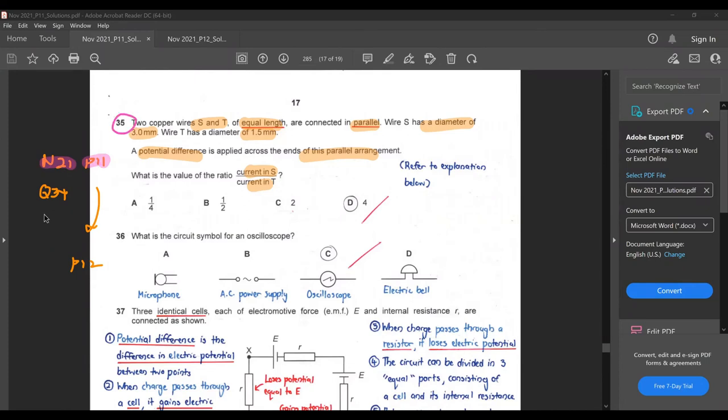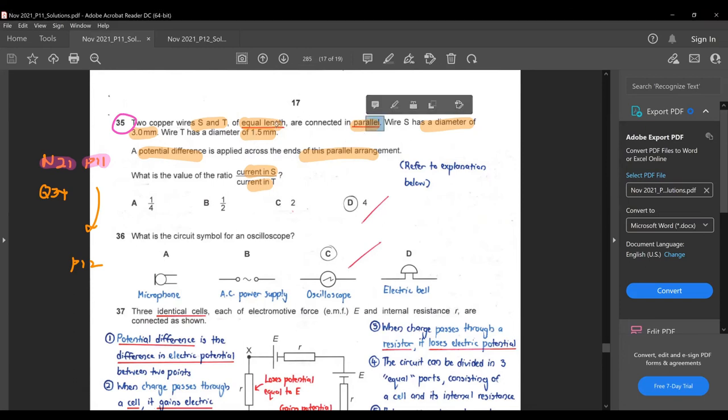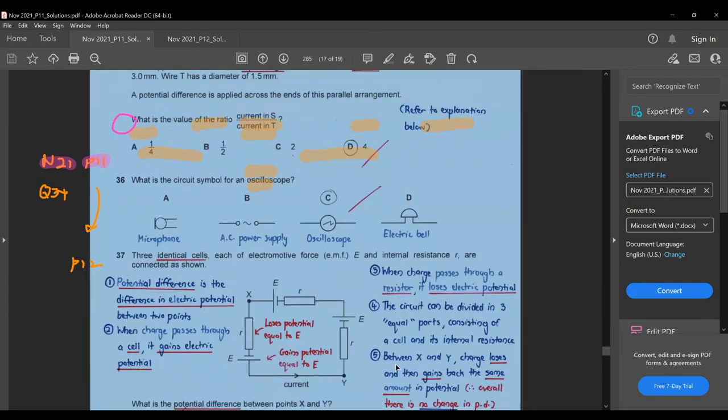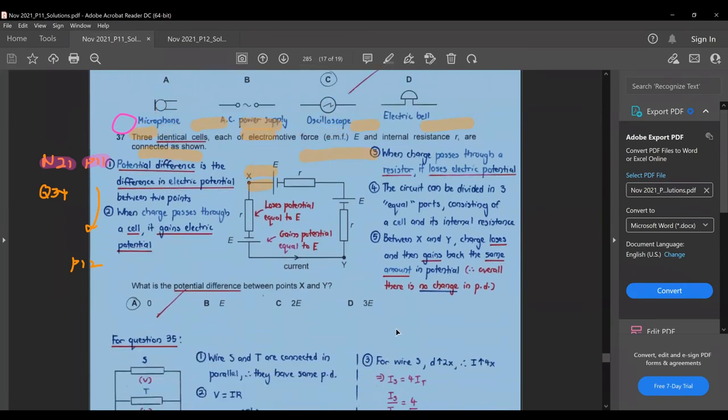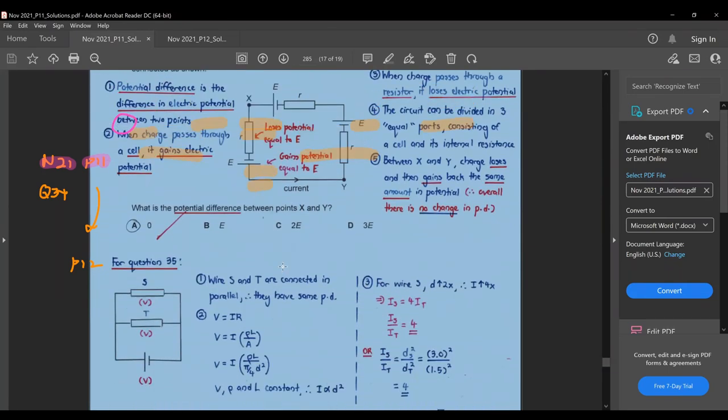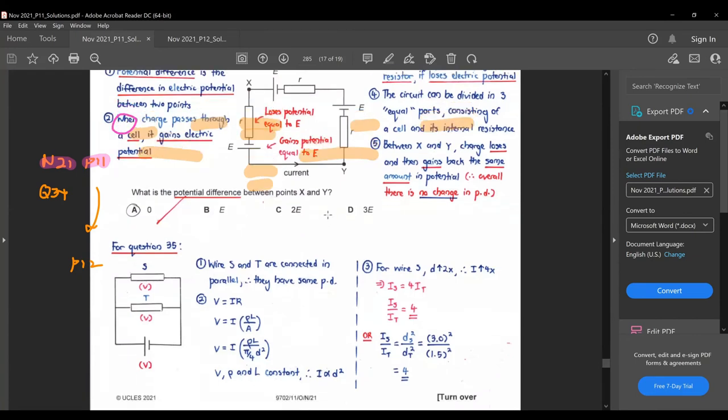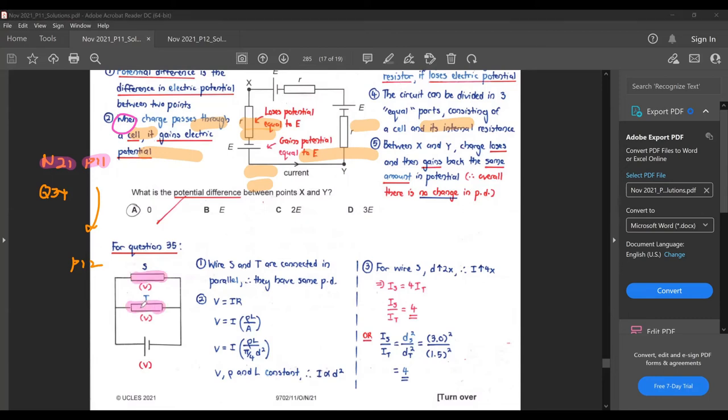All right. Okay, back to this question. They tell you you have two copper wires, equal length, connected in parallel, and then there's a PD applied across the ends of this parallel arrangement. What is the value of the ratio of current in S to current in T? This one will make more sense if you try to draw out the diagram. So you had two different wires, wire S and wire T, connected in parallel. They apply a potential difference across the parallel arrangement, and what they're interested to know is the ratio of the currents.